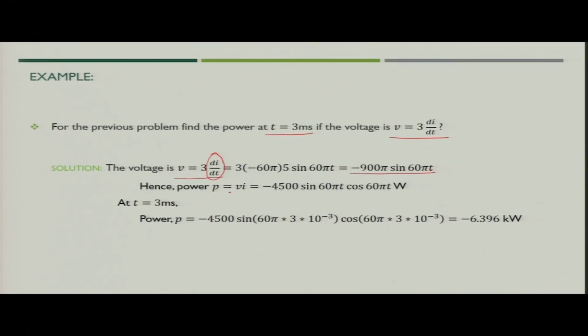Hence, the power p can be represented as v into i. You have to simply multiply voltage v with the current expression which we got in the previous example. We will get p equal to this expression, that is minus 4500 sin 60 pi t cos 60 pi t, that is in watts. Now, for time t equal to 3 millisecond, you have to simply replace t with 3 millisecond and simplify the expression, you will get the value minus 6.396 kilowatt.